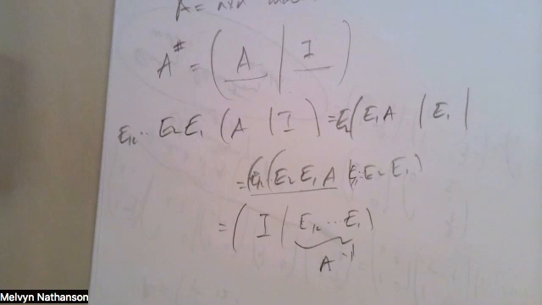So what's left is to show that if a matrix is invertible, then its reduced row echelon form is the identity. Because if the reduced row echelon form is the identity, we've seen that it's invertible and the inverse is a product of elementary matrices.